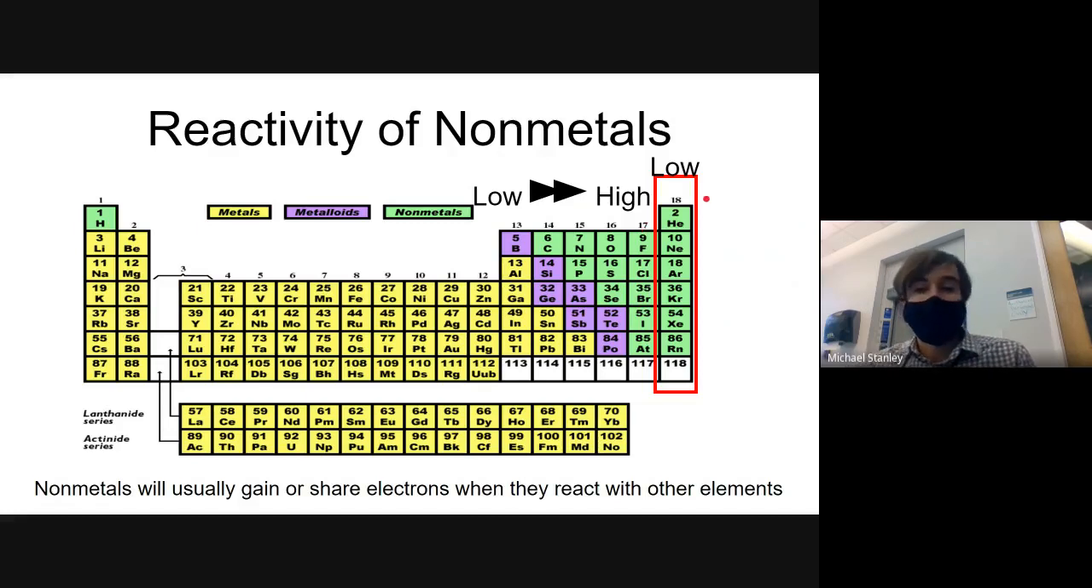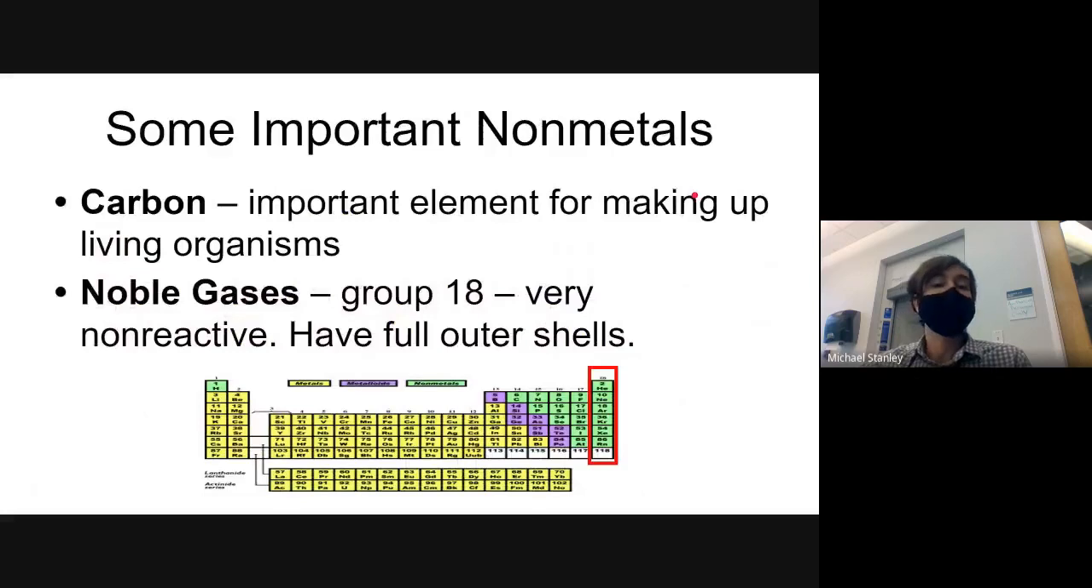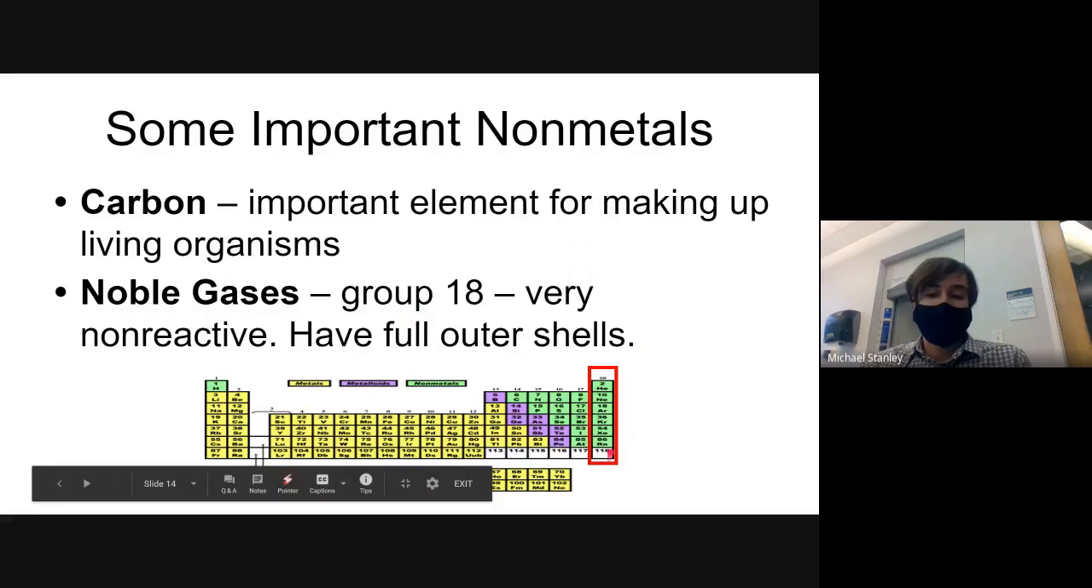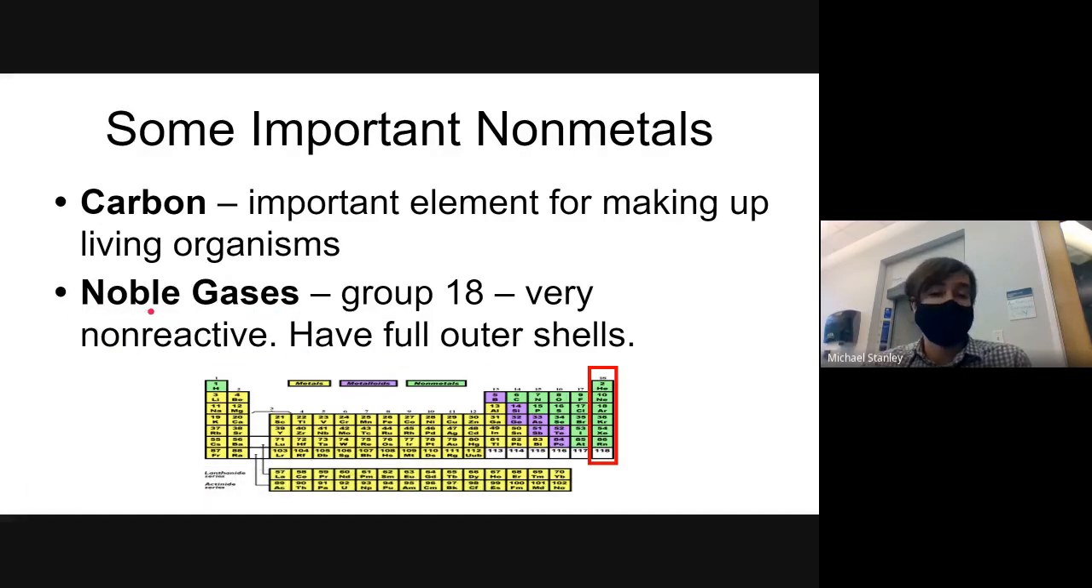The exception to this is this final column of gases right here, this final column of nonmetals. Things like helium, krypton, neon, xenon. These guys are extremely low reactivity. The reason for that is that all of these guys have a full outer shell of electrons. So they're called the noble gases because they do not react with basically anything else on the periodic table. They just like to keep to themselves and not mix with the other stuff.